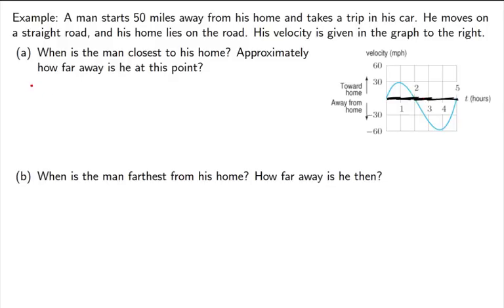With that said, when is the man closest to his home? He is closest at t equals 2. At t equals 2, he has reached as close as he could possibly be. And now the question is asking, how far away is he at this point?